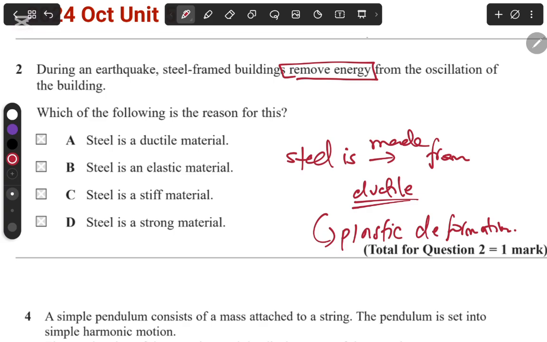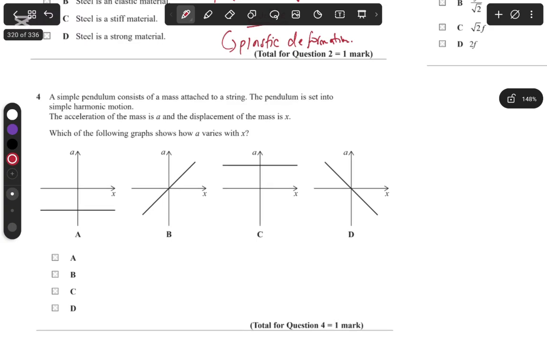Now, this is directly from the specification. You can check this out in the spec. It's the last objective of your chapter. It's about plastic deformation and ductile material. So here the answer is going to be A. Make sure that you know the spec points very well and you're thorough with them. Now we're going to go to the next part.